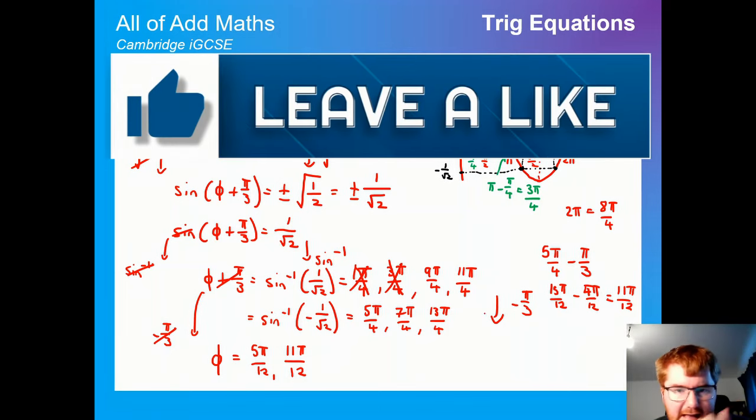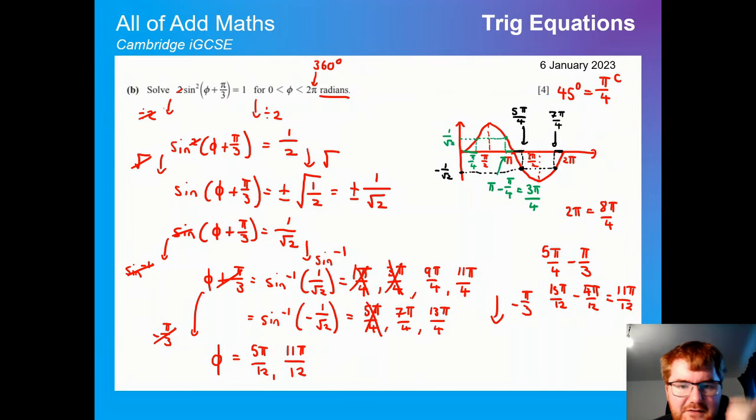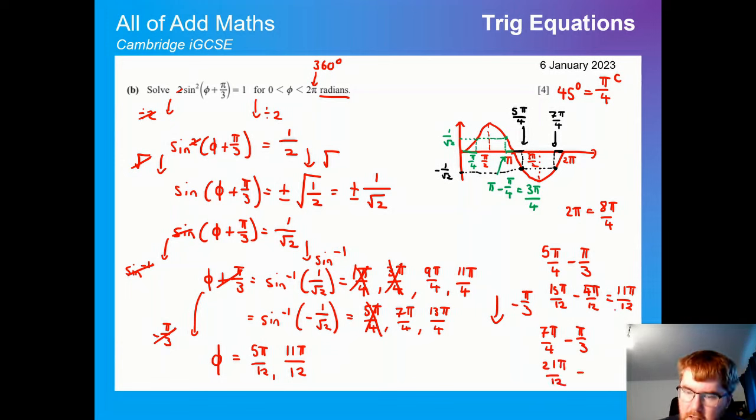What are we doing next? So we've done 5 pi over 4. Let's do 7 pi over 4. So it's going to be 7 pi over 4 minus pi over 3, times to get the common denominator. So that gives us 21 pi over 12 minus 4 pi over 12. That gives us 17 pi over 12. So let's pop that in.